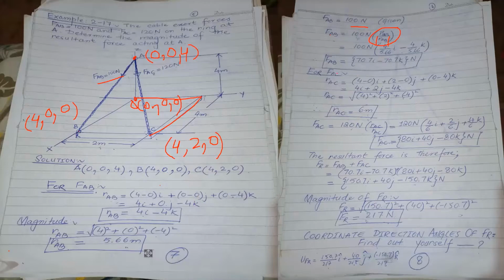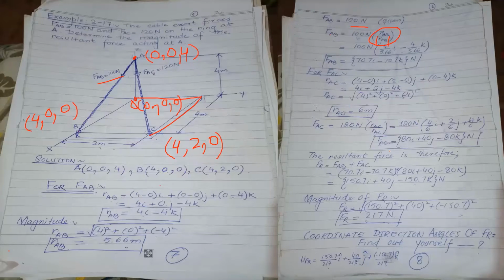Simplify it. Then for FAC, you subtract the coordinates of point C from A, and you will get the magnitude of the position vector RAC. And then you multiply the unit vector of the position vector by the magnitude of FAC. When you get FAC in the Cartesian vector form, you have to find the resultant force. So how can you find the resultant force?